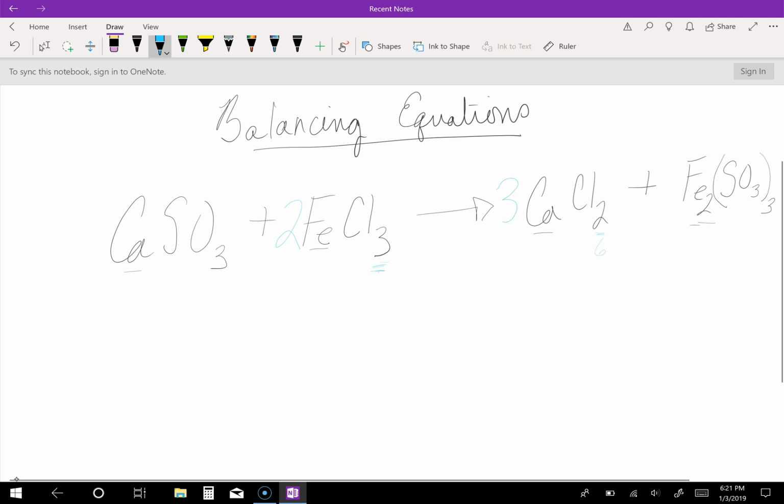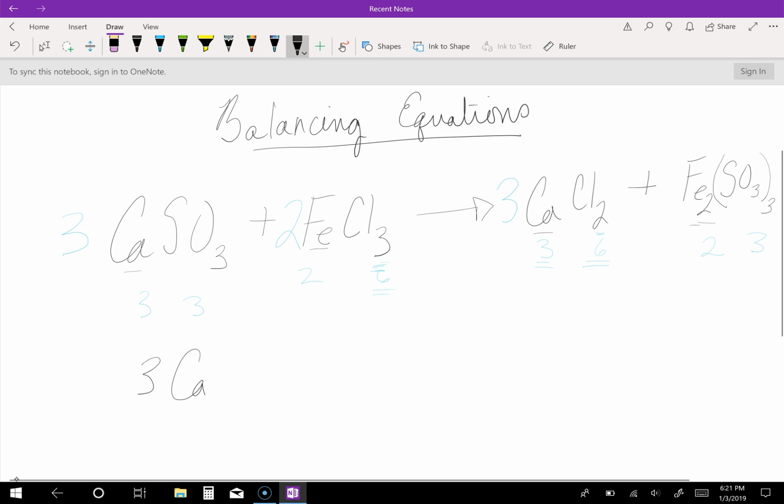But that changes our number of calciums. So then we're going to go back to the reactants and change the number of calciums. And in doing this, we actually ended up balancing the polyatomic ion sulfate. So now you can see there's 3 calciums, there's 3 sulfates on the other side, 2 irons, 3 calciums on that side, and we still have 2 irons on this side. So we're all balanced up.